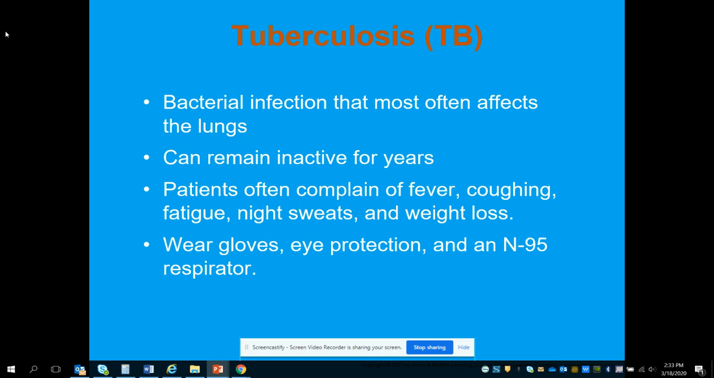With tuberculosis, or TB, this bacterial infection most often affects the lungs. Once you have it, it can remain inactive in your system for years, and patients often complain of fever, coughing, fatigue, night sweats, and unexplained weight loss. We want to wear gloves, eye protection, and an N95 respirator to protect ourselves if we have a known or suspected case of tuberculosis that we are transporting.